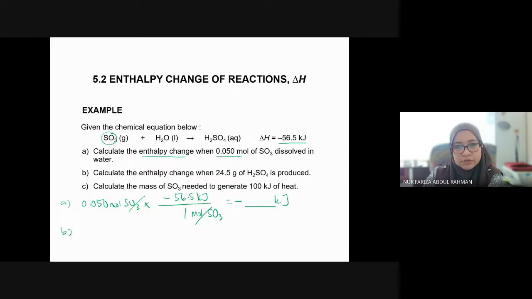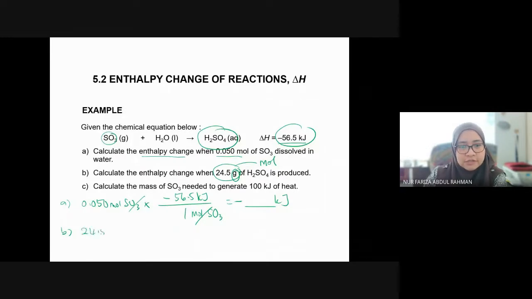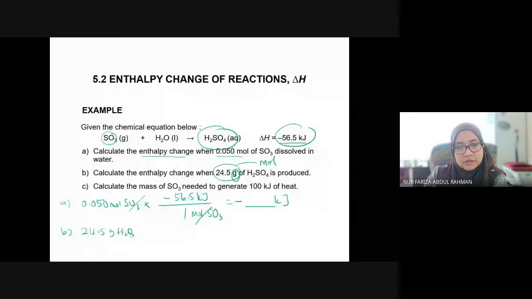Calculate the enthalpy change when 24.5 gram of H2SO4 is produced. So first step is you convert 24.5 gram into mole because this is in gram. And then you relate. From the equation, 1 mole of H2SO4 is produced when it releases 56.5 kilojoule. So that is the relationship, right? Then you put it into the equation and do the calculation. So 24.5 gram. This is the step where we convert into mole.